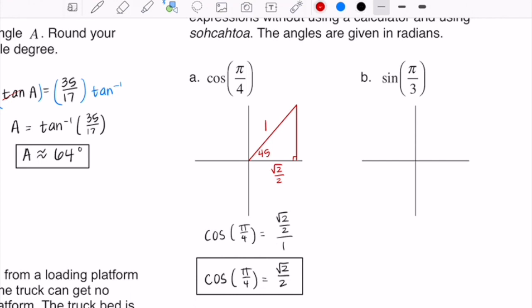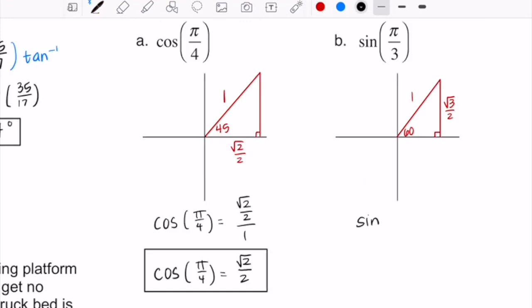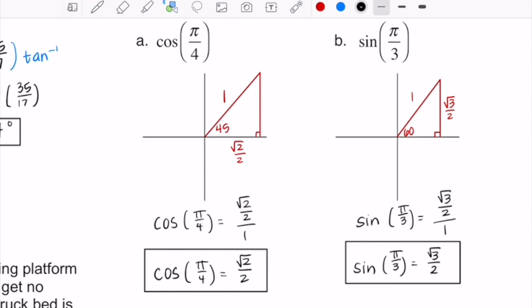On B, pi over 3 is also in quadrant 1. Here my reference angle is 60 degrees, and I'm doing sine. So for sine, I need opposite and hypotenuse. So here the sine of pi over 3 radians is equal to opposite over hypotenuse. And so the sine of pi over 3 radians is equal to the square root of 3 over 2.